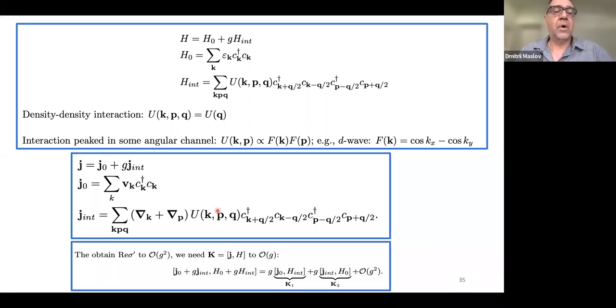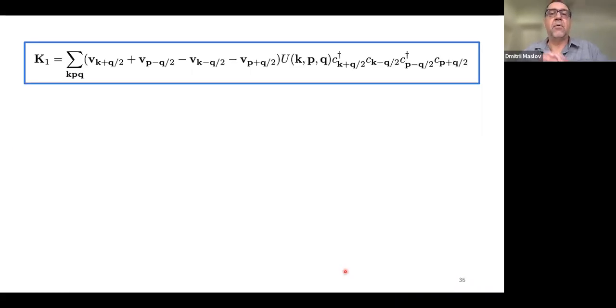Now, if I want to obtain the real part of the conductivity to second order in the interaction, I need the correlation function, the commutator between the current and the Hamiltonian to linear order in the interaction, because the conductivity by itself is a product of two of these. So if my current is a free one plus the interacting part, and the Hamiltonian is the free one plus the interacting part, to linear order I have two commutators: the free current with the interaction part of the Hamiltonian, and the interaction part of the current with the free Hamiltonian. Let me focus on the first one.